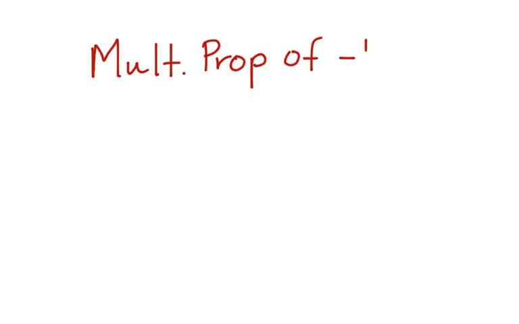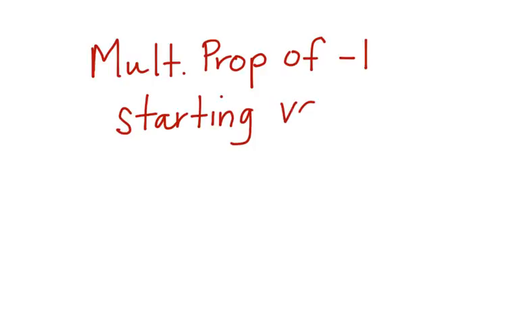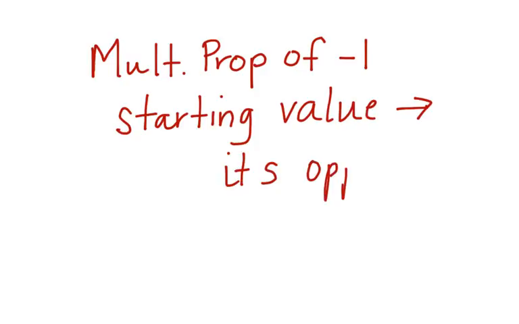So, based on these examples, what conclusions can we draw? We can say that when we use the multiplication property of -1, our starting value becomes its opposite. Starting value becomes its opposite.